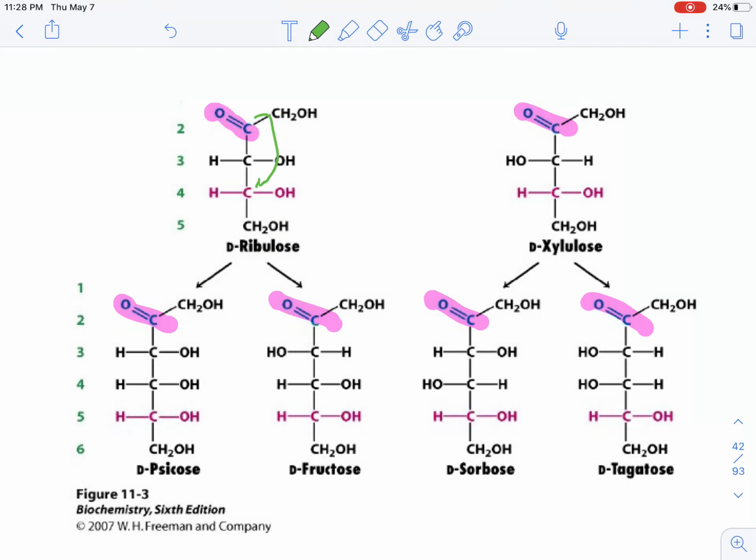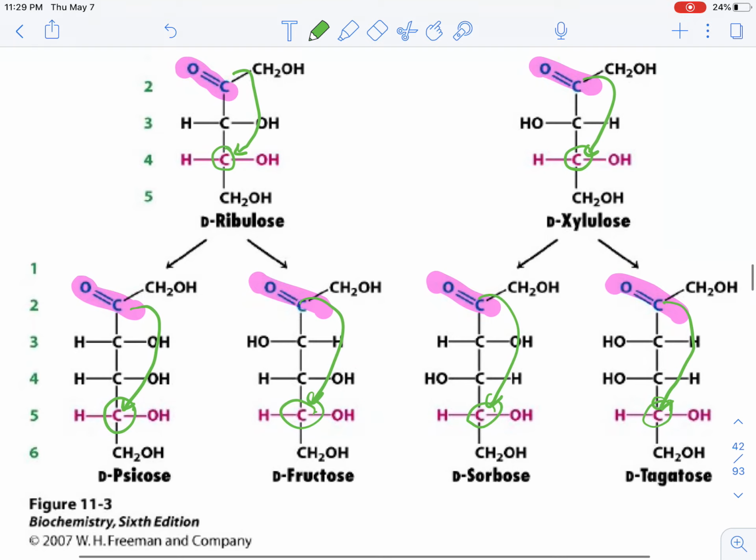And so the last chiral carbon, which I'm circling in green, that's farthest away from the ketone, that's going to dictate whether the overall stereoisomer for this carbohydrate is going to be D or L. And so once again, since these hydroxyl groups are on the right-hand side, all of these molecules are going to have this D stereoisomerism.